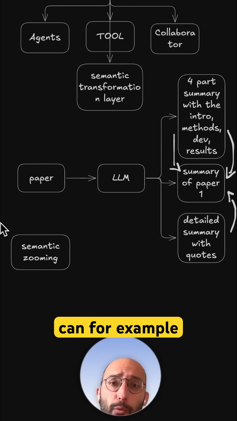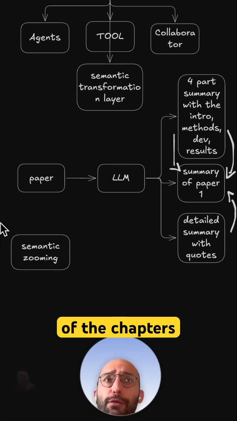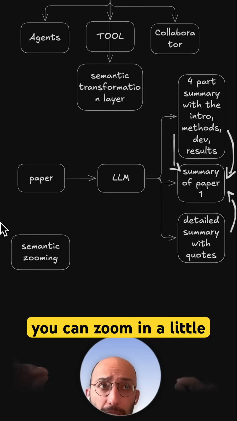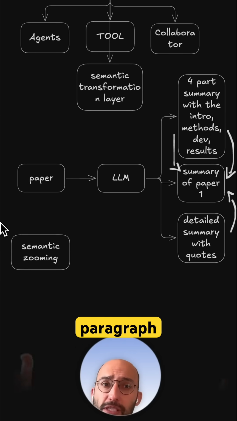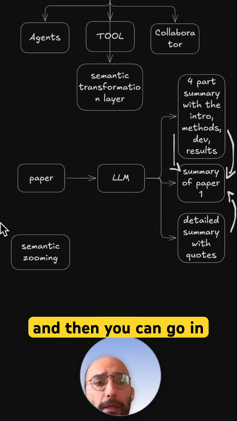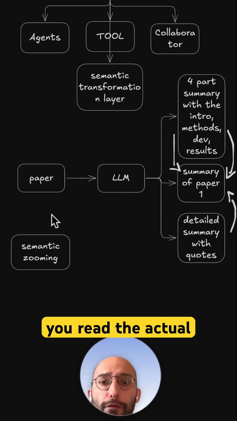Because you can, for example, read a one sentence summary of the chapters first, and then if you're more interested, you can zoom in a little bit more and read a paragraph summary of the chapter, and then you can go in more and more until you read the actual full paper.